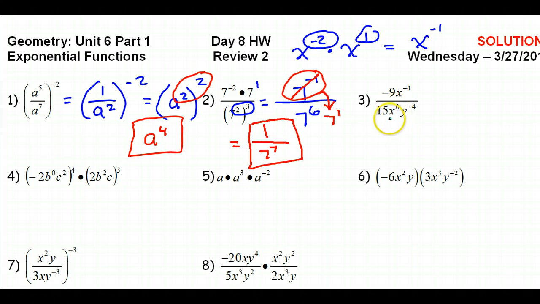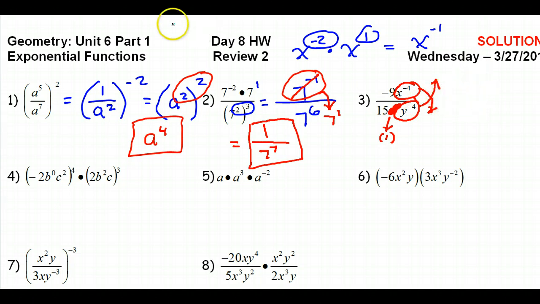Now, anything to the 0 power is 1. That doesn't mean x to the 1 power. It means basically it's like this is gone. Anything to the 0 power is 1. So I'm going to wipe that out and it becomes a 1, which we just don't need. Now, anything with a negative exponent is going to move. The numbers are not going to move. The negative 9 and the 15, they stay where they are. But the x to the negative 4 power is going to drop down. The y to the negative 4 power is going to go up.